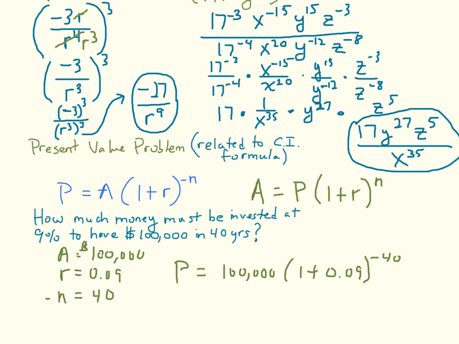Then we'll plug that into our calculators just as is, and that will get us that we would have needed to invest $3,183 and 76 cents, earning 9% compound interest over 40 years to end up having $100,000 at that point. So this is the end of the lesson. You can start the homework.